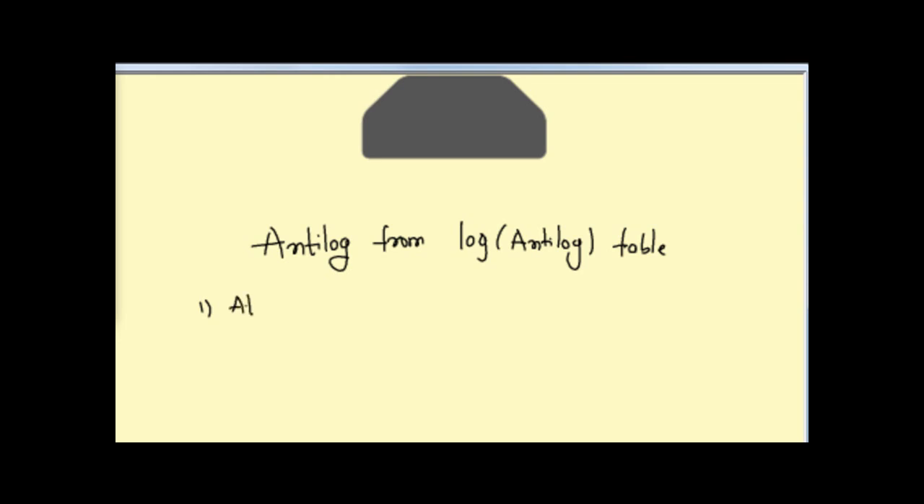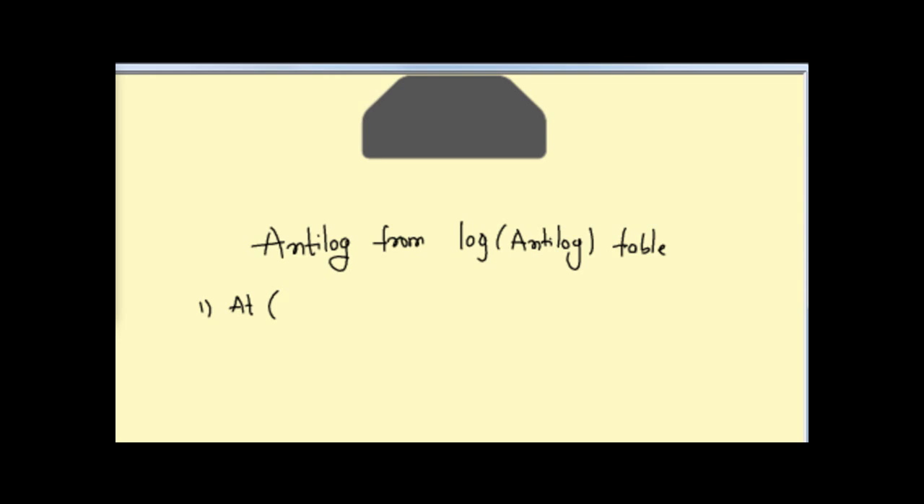Okay, we are done with finding the log of a value. Now we'll look at how to find the antilog from the log. Basically it is the antilog table. In the log table, generally we will find the antilog also. Now we are going to find the antilog of the log values that we have already found.